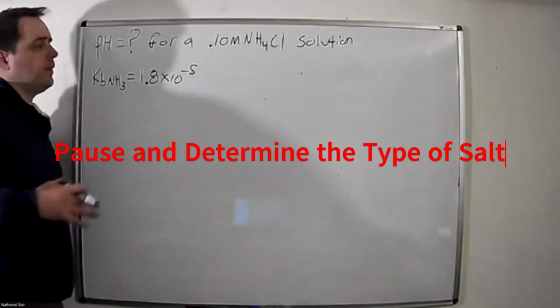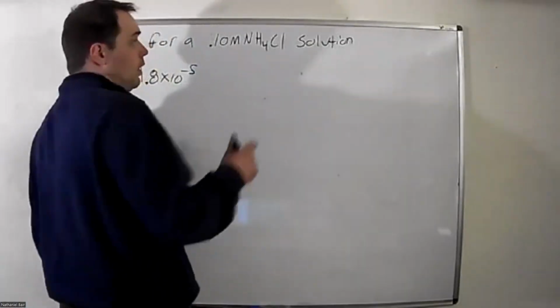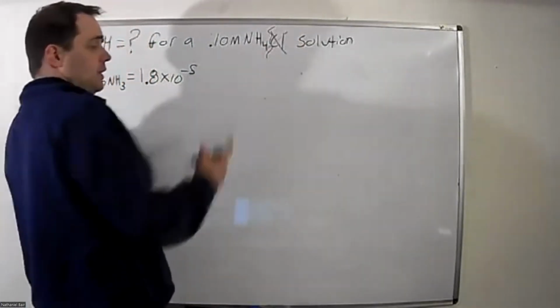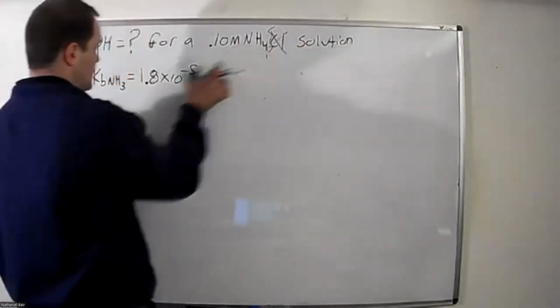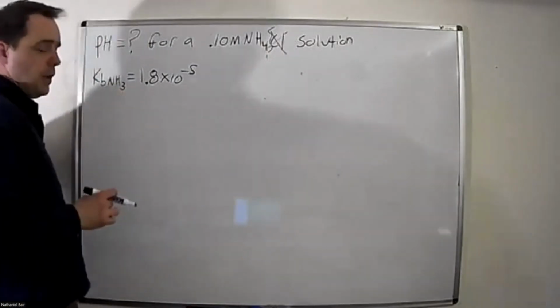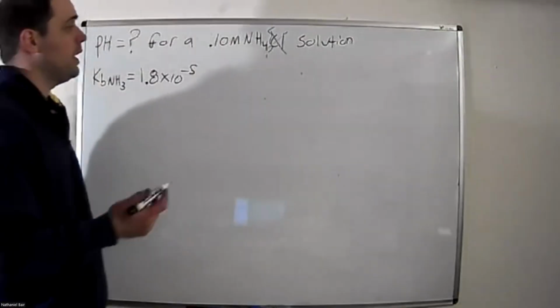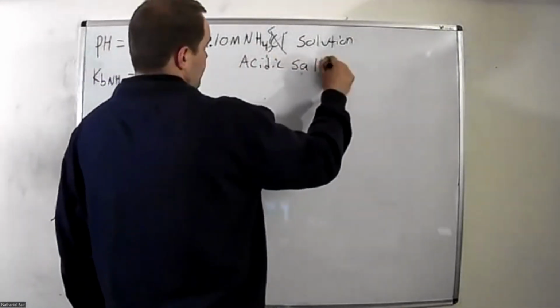Hopefully you figured out that this is an acidic salt. Why is it an acidic salt? Well, if we look at it, chloride is a terrible base. NH4 plus is the conjugate acid of the weak base ammonia. So ammonium is actually going to be acidic. So hopefully you figured out we have an acidic salt.